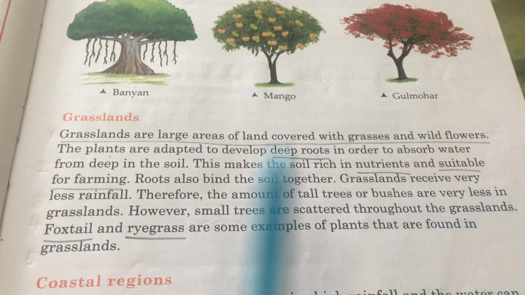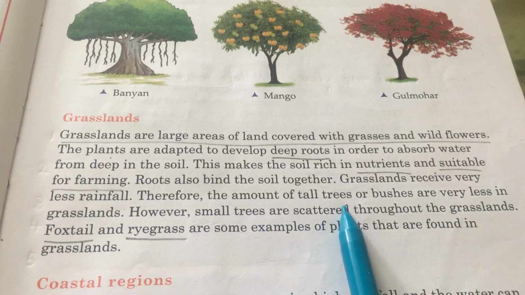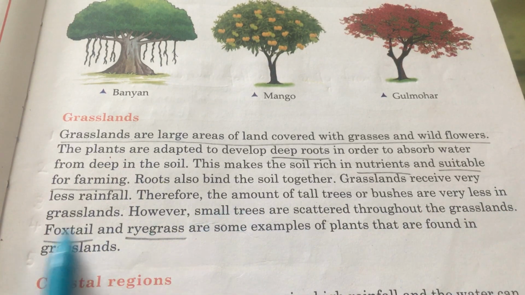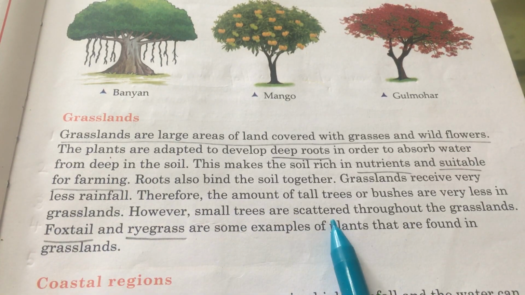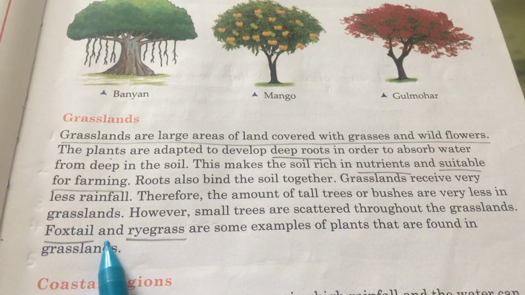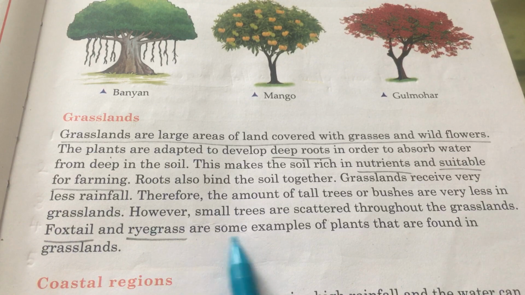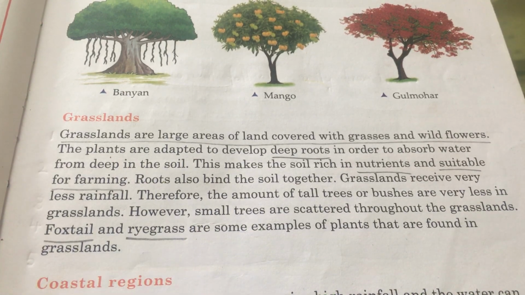Grasslands receive very less rainfall. Therefore, the amount of tall trees or bushes are very less in grasslands. However, small trees are scattered throughout the grasslands. Foxtail and ryegrass are some examples of plants that are found in grasslands.